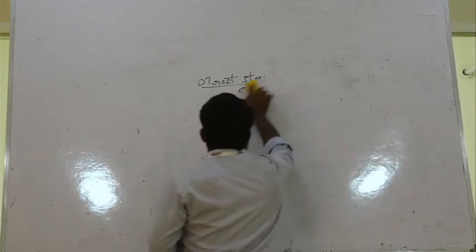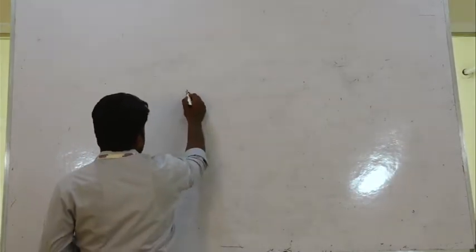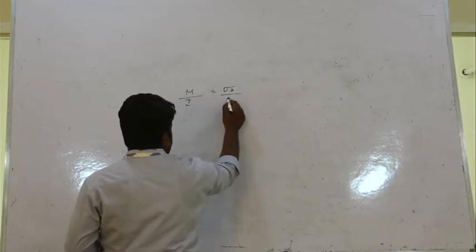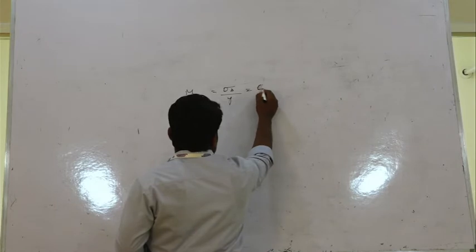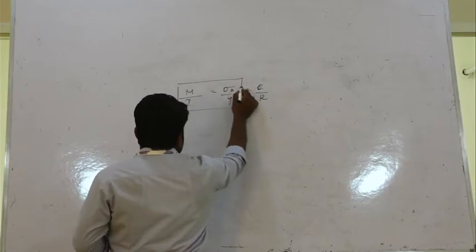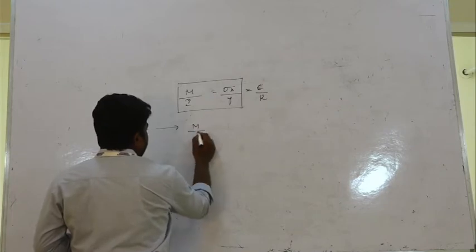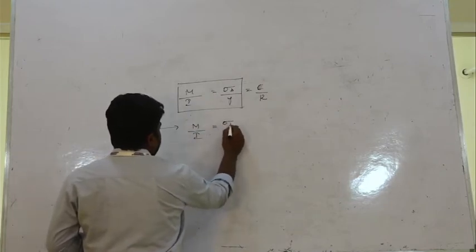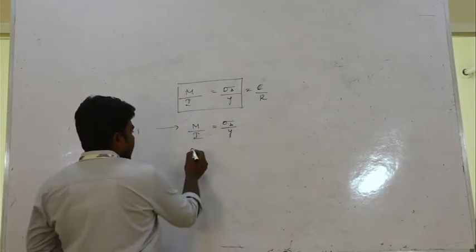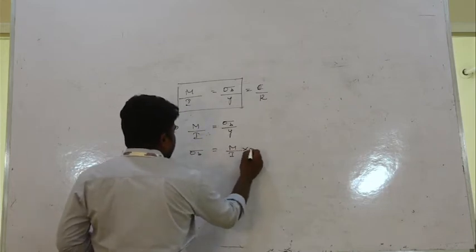The flexural equation is M by I equal to sigma b by y or E by R. In this equation, we require only these two terms: M by I equal to sigma b by y. So we require bending stress, so simply we write sigma b equal to M by I into y.